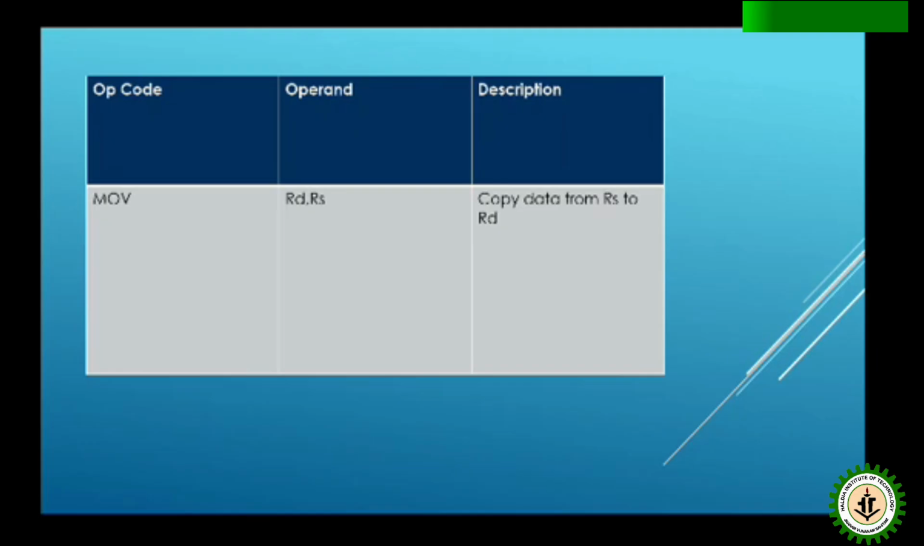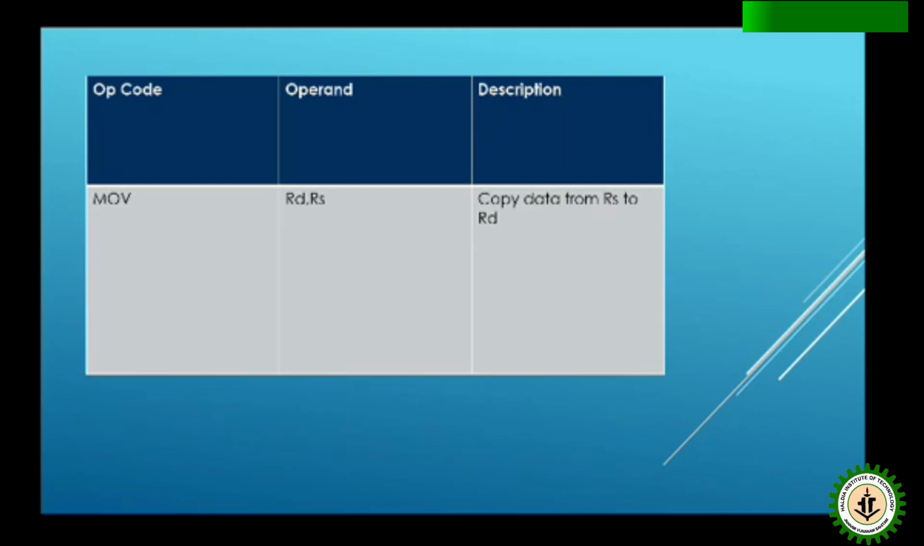And the accumulator, which is also termed as register A, is the most vital register in 8085. So in MOV RD, RS, RS is the source register and RD is the destination register.